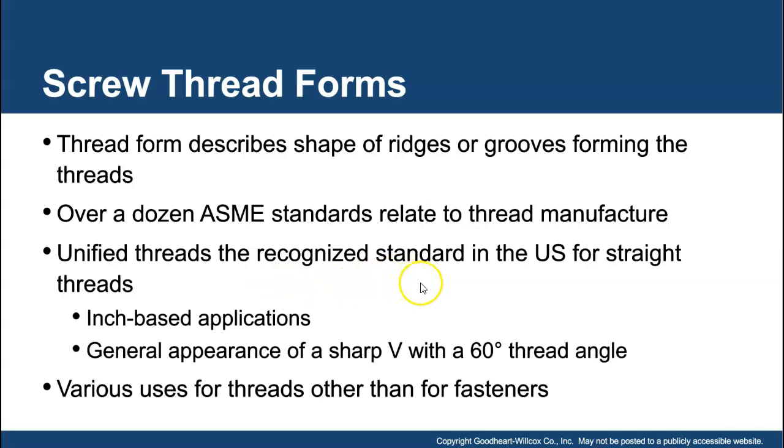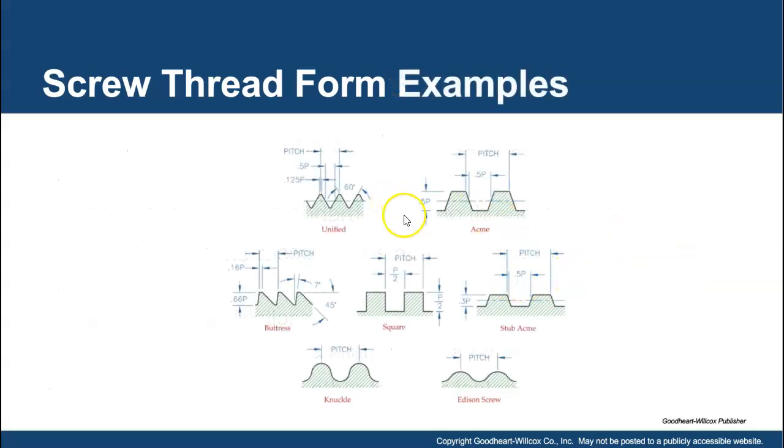A unified thread is the most common, and it's based on the inch. It has a general appearance of a sharp V with a 60-degree thread angle. Let's take a look at some other examples. This gives you an example of the unified thread. We do have what's referred to as an Acme thread, a buttress thread, a square thread, a stub Acme, knuckle, and Edison screw. These are some of the more common ones for you to look at, although there are also additional thread patterns and thread forms out there as well.